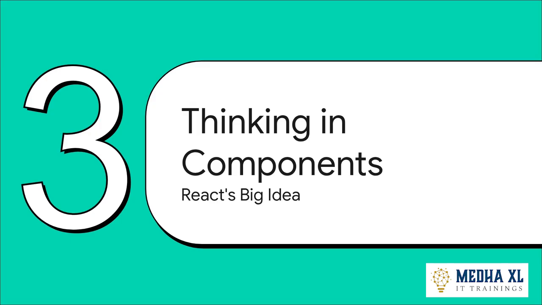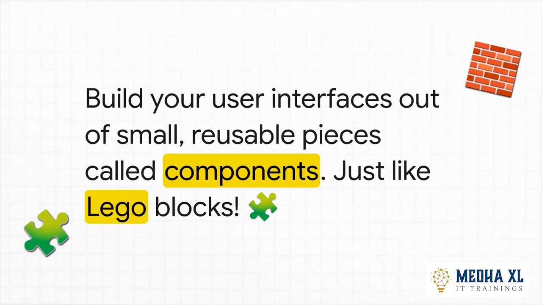So how do these two ideas, the library and JSX, actually work together? Well, this next concept is the single most important one in the entire React world, and honestly, it's where everything is going to click for you as a Java developer. The big idea is this. You build your user interfaces out of small, reusable pieces called components. The best way to think about them is like Lego blocks. You don't build a giant single-piece castle, right? No. You build a bunch of small, simple blocks first, and then you snap them together to create something huge and complex.